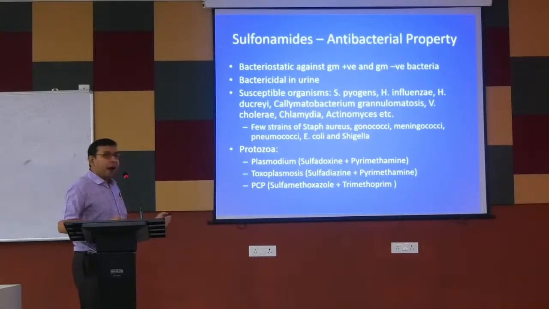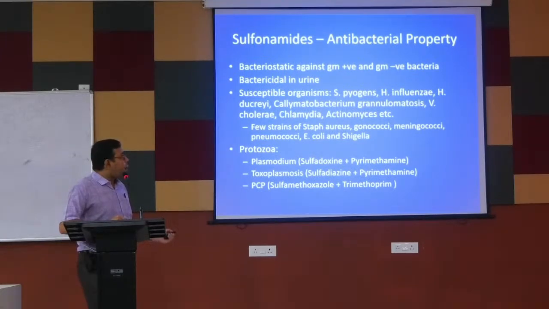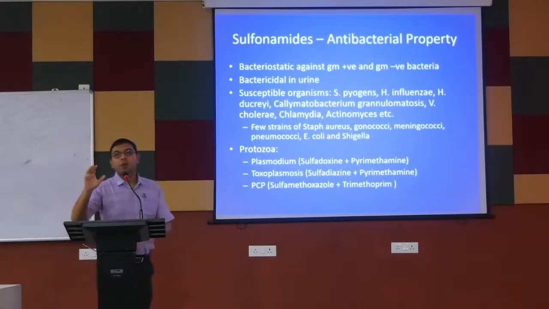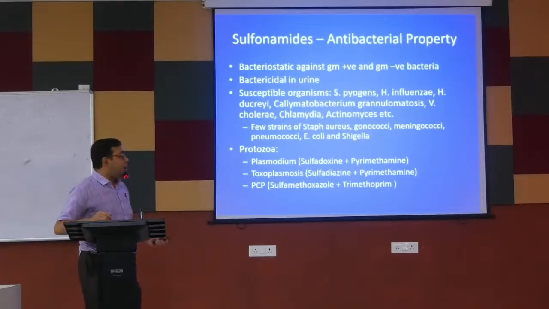Apart from these bacteria, some protozoa can also be affected by sulfonamides, like Plasmodium, the malarial protozoa. It can be treated by the sulfadoxine and pyrimethamine combination. Sulfadoxine is a sulfonamide and can be combined with pyrimethamine, another antiprotozoal agent, and these two can be used as a treatment for malaria. Sulfadoxine-pyrimethamine combination for Plasmodium infection.